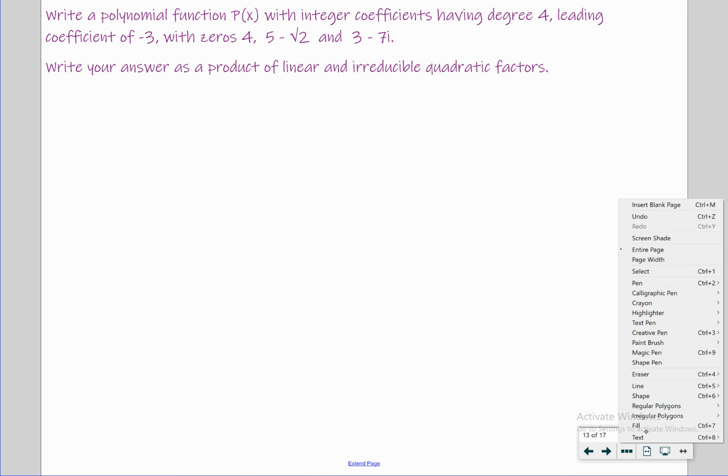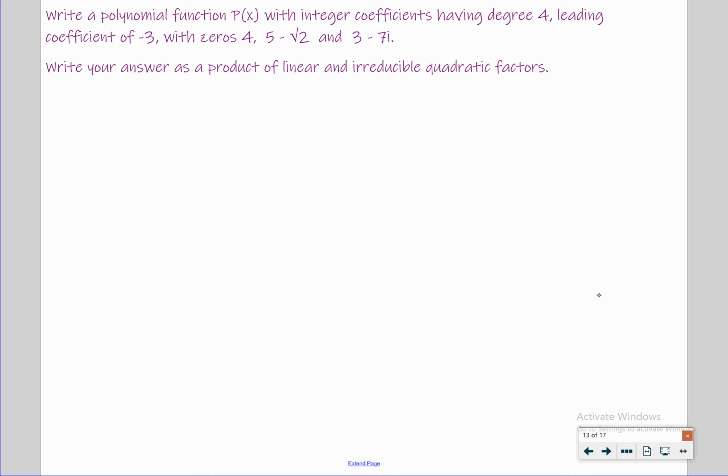Next, we are creating a polynomial function. This polynomial function has degree 4, leading coefficient of negative 3, and it has zeros at 4, 5 minus rad 2, and 3 minus 7i. Change that to degree 5 at the top there. Make it degree 5. That doesn't make sense. Okay. So p of x equals leading coefficient.